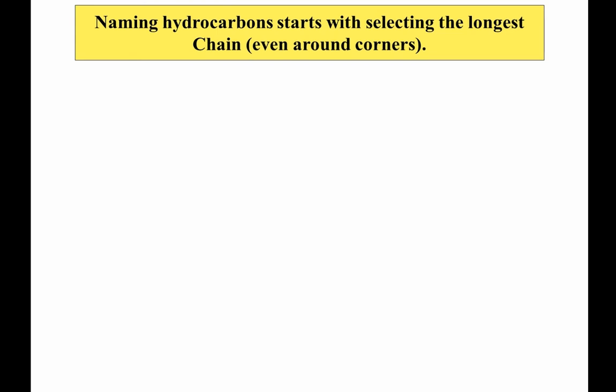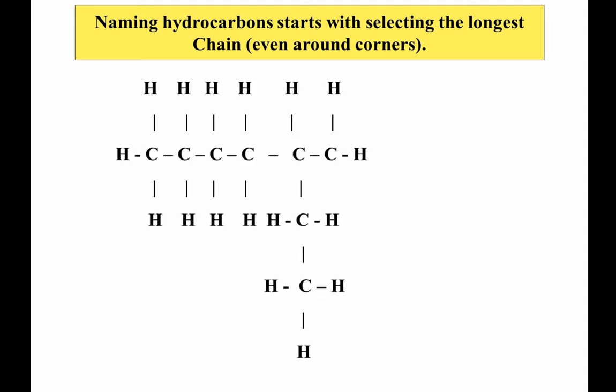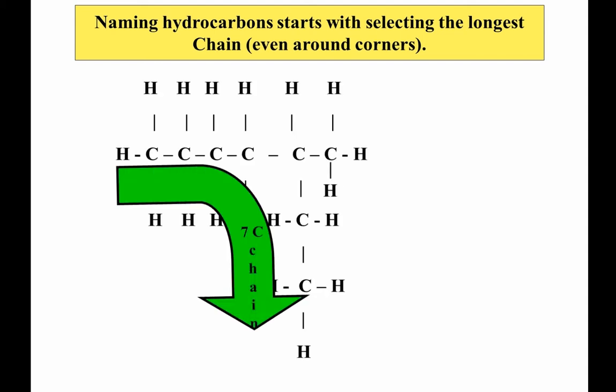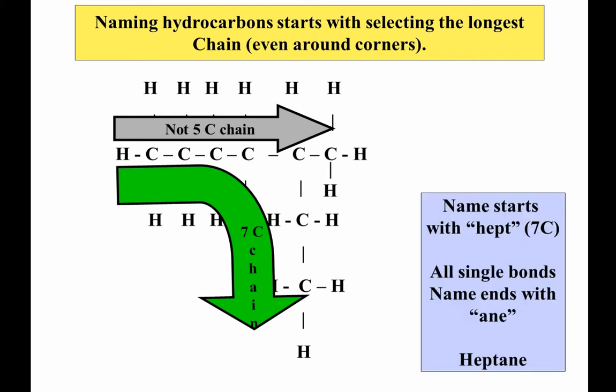Naming hydrocarbons starts with selecting the longest chain, even if it goes around a corner. Here's an example of a hydrocarbon chain. Notice the longest chain goes around the corner and consists of 7 carbons. The straight chain consists of only 5 carbons. The name, therefore, would be based on the 7-carbon chain. It would then start with hep, which means 7 carbons.